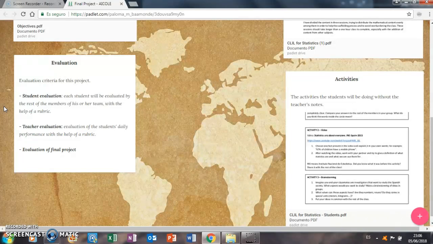Also, there's a teacher evaluation, which is about what I can see in their daily performance. If they are invested in the activity, if they actually understand the content, if they try to help their team members and so on. And those two would be with help of a rubric, which I haven't had time to make. And also, I would also add the evaluation.